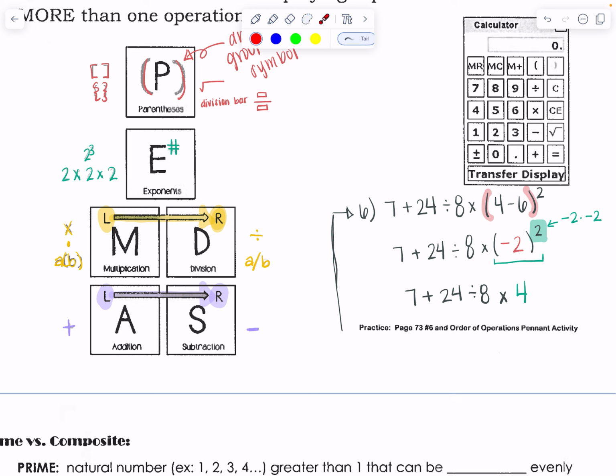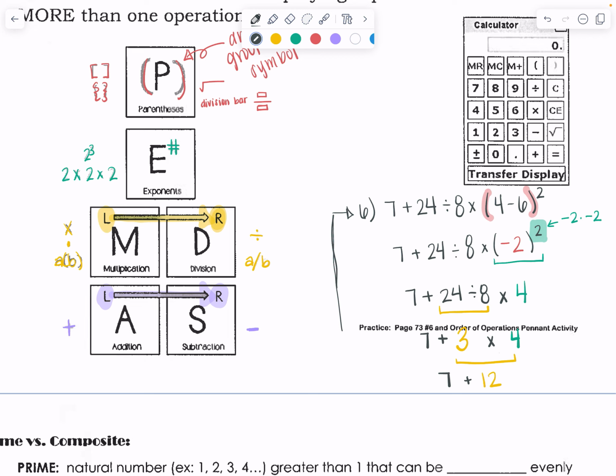Now I'm going to multiplication and division, and I have to move from left to right. Students will want to do this part first, but there is division before multiplication. So I need to complete the division first. And so 24 divided by 8 is going to give me 3. Drop everything down. And now I complete the multiplication. 3 times 4 is going to give me 12. Drop everything down. And then I'm done with all multiplication and division.